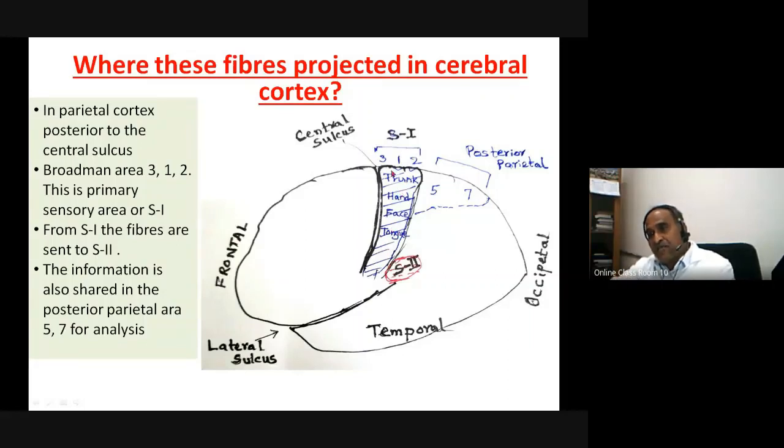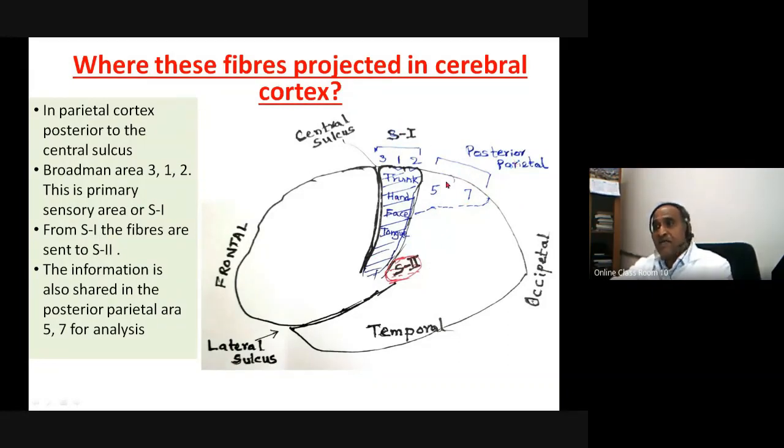Now from here, the attributes of these sensations are processed with the help of somatosensory area 2 and the posterior parietal somatosensory association areas. These 5 and 7 are the posterior parietal association areas, and S2 is the assistant, where the attributes of S1, the touch, are deciphered or decoded.